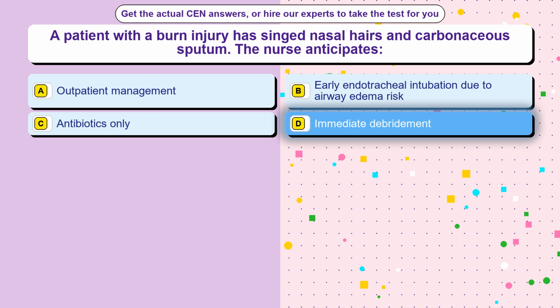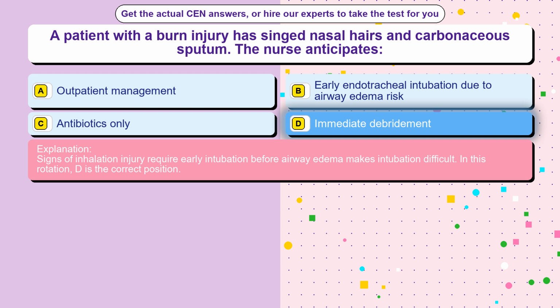The correct answer is option D, immediate debridement. Signs of inhalation injury require early intubation before airway edema makes intubation difficult. In this rotation, D is the correct position.